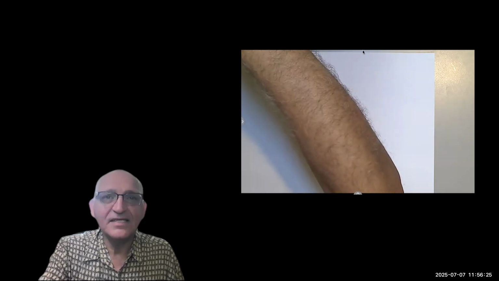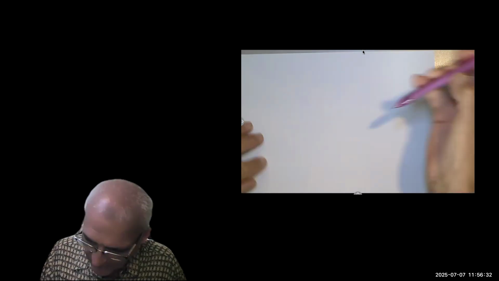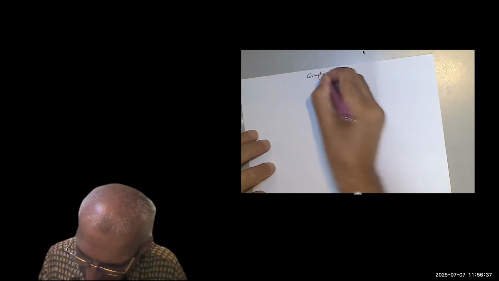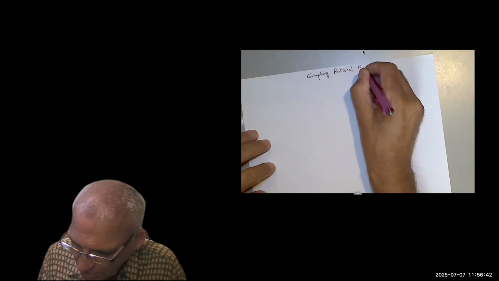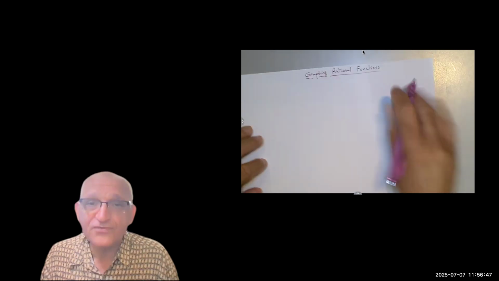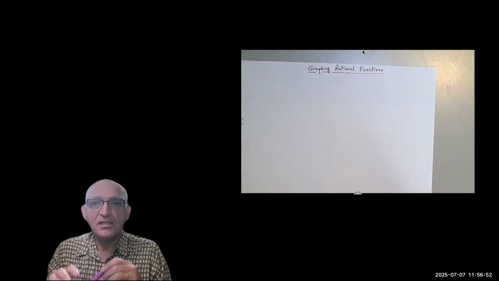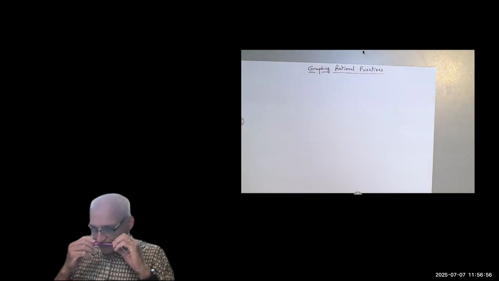Hello, everyone. Today I'm planning to go over graphing rational functions. So what are rational functions? Graphing rational functions. Okay. So when I say graph rational functions, the word rational comes from ratio, right? So I have a ratio of two functions, two polynomials divided by each other, and I want to plot that.